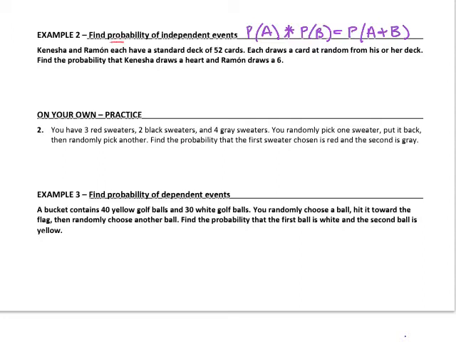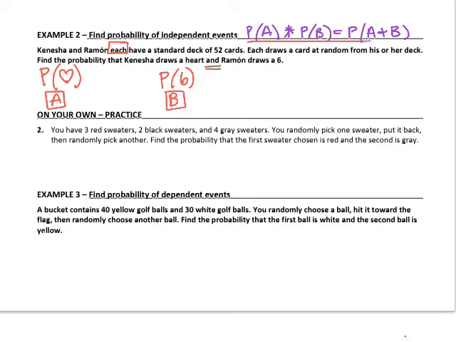And we're familiar with that because we've worked with a standard deck of 52 cards, and each one of them separately has their own deck of cards. Each one draws a card at random from his or her deck, and we want to find the probability that Kanisha draws a heart and Ramon draws a 6. All right, and so we're going to say that this is the probability of A taking place, and this is the probability of B taking place.